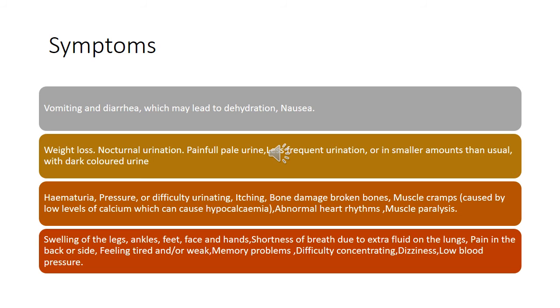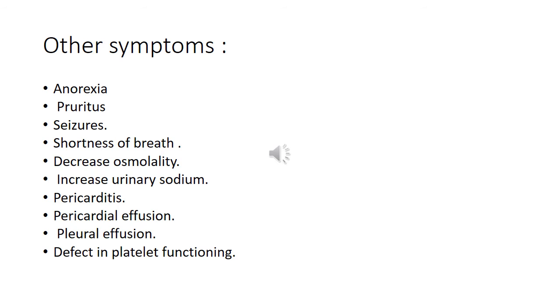pressure while urinating and difficulty in urination, then itching, bone damage or breaking down of bones, and muscle cramps that are usually caused by lowering of calcium, which may cause hypocalcemia, then abnormal heart rhythm and muscle paralysis, then swelling of legs, ankles, feet, face and hands, and shortness of breath due to extra fluid in the lungs, and pain in the back or side, feeling tired or weakness, memory problems, difficulty concentrating, dizziness, lowering of blood pressure. The other symptoms include anorexia, pleuritis, seizure.